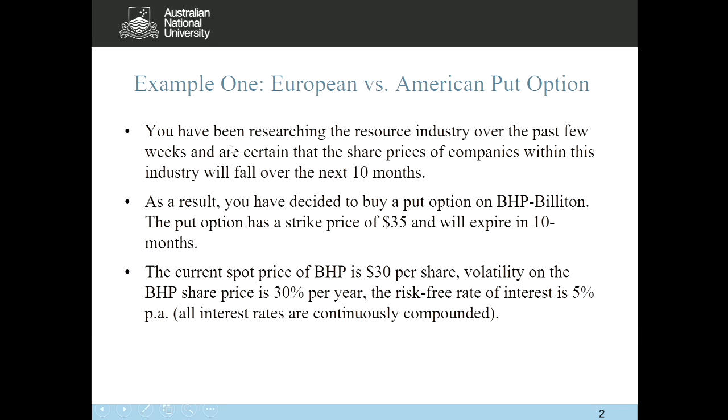So the question says, you have been researching the resource industry over past few weeks and are certain that the share price of companies within this industry will fall over the next 10 months. So as a result, you have decided to buy a put option on BHP. So the put option has a strike price of 35 and will expire in 10 months' time. So the current spot price of BHP is $30 per share. The volatility on BHP share price is 30% per annum. The risk-free rate is 5% per annum. And the bracket tells you that all interest rates are continuously compounded.